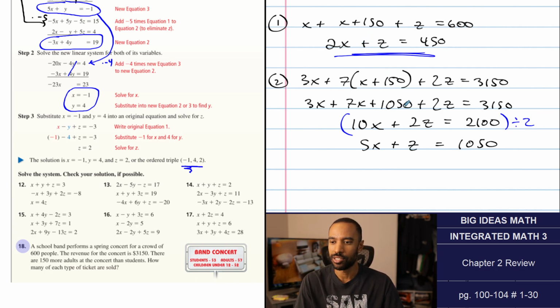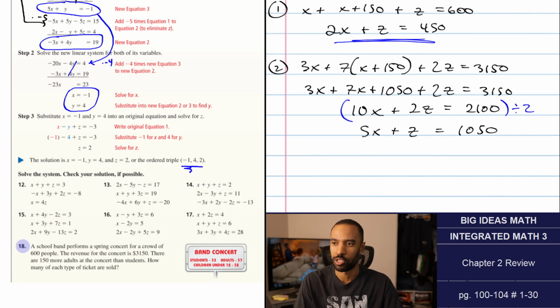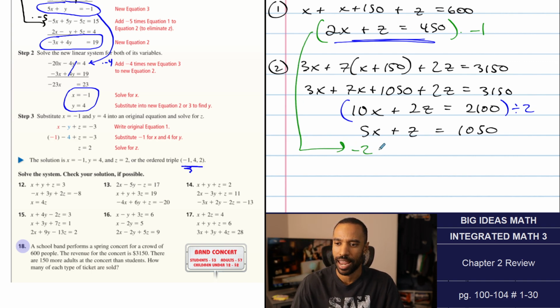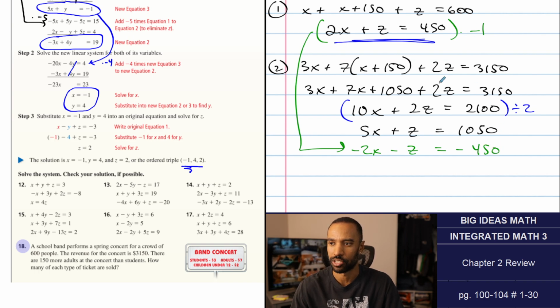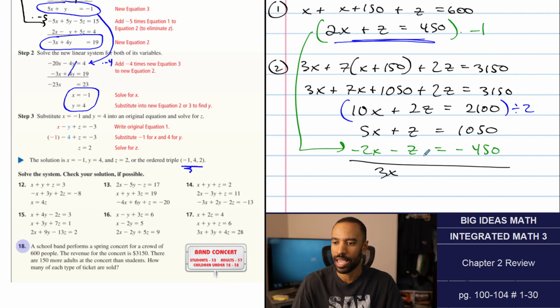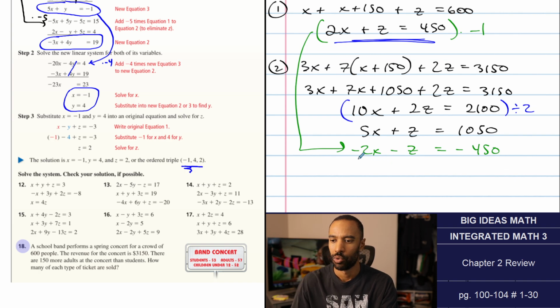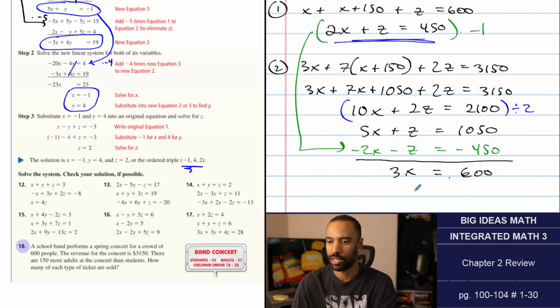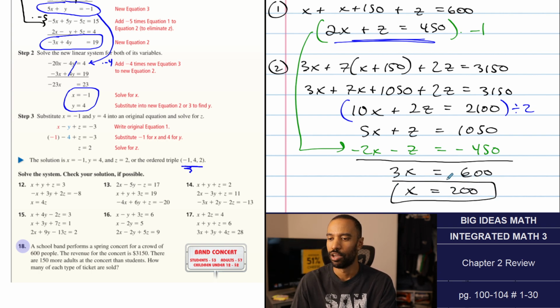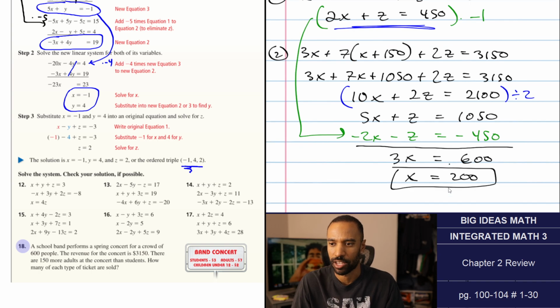Now, the z's can cancel if I multiply one of these by -1. Let's take this equation here times -1. And then that will go down here, and you get -2x minus z equals -450. So this can get us to now solve for x. We'll get 3x. Let me fix that line. We'll get 3x equals, looks like 600. Therefore, x equals 200. Now we're on our way to solving for y and z based off x being 200.